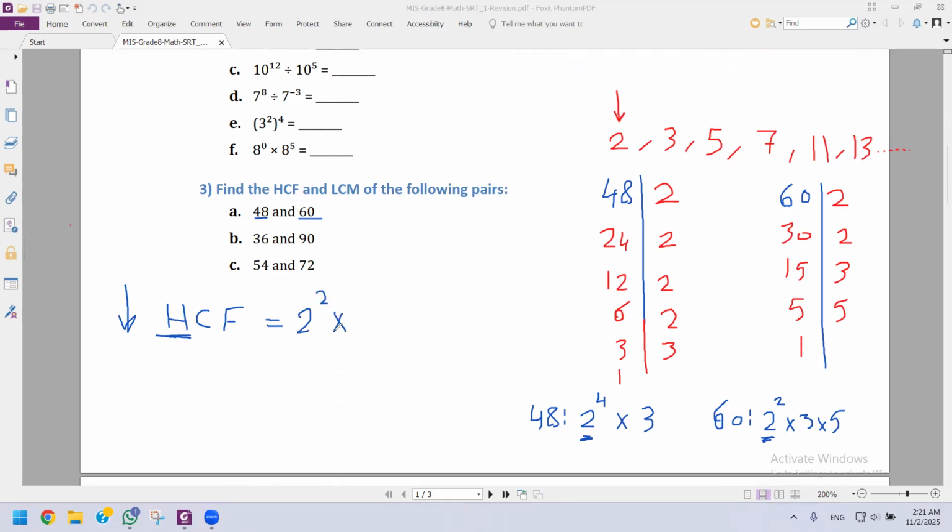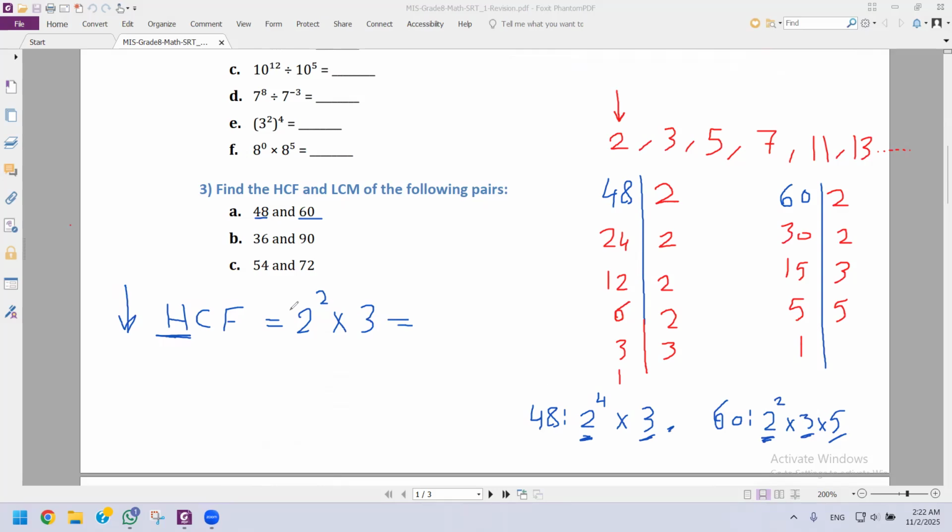Then times. It's always times, not plus. Then I compare how many 3s I have here? 1. How many 3s do I have here? 1. So let me pick 1. Then how many 5s do I have here? 1. How many 5s do I have here? 0, nothing. So we pick the lowest, which is nothing.